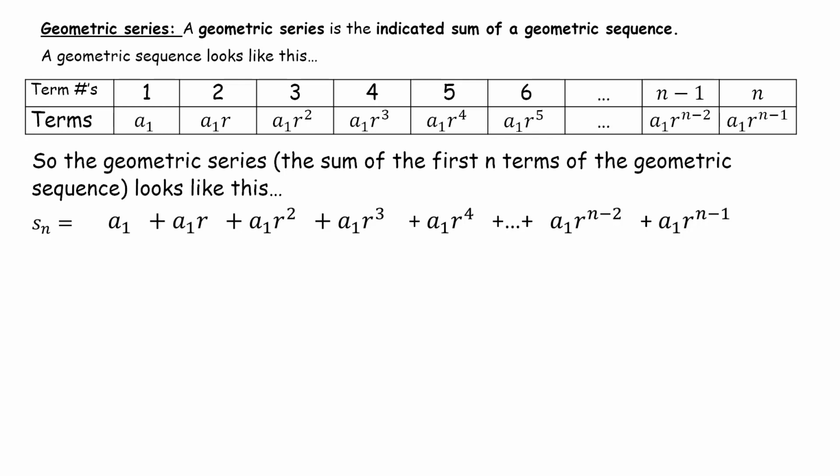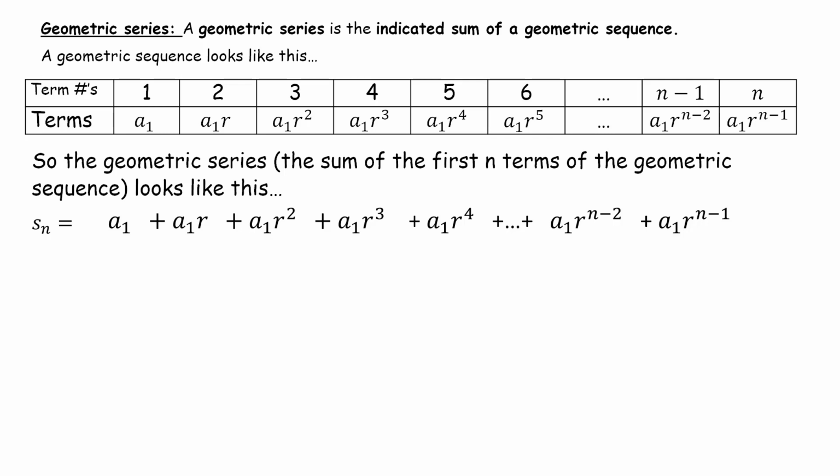So you're multiplying every term by some number to get to the next term. So the first term is a sub 1, second term is a sub 1 r, third term a sub 1 r squared, fourth term a sub 1 r cubed, and so on. And you're adding all those up.